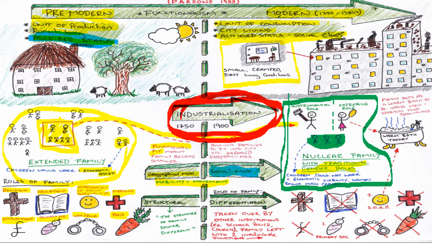Obviously, in the past, in the pre-modern family, the children, who we saw over here, were economic assets. They provided an income. However, in the urban, modern family, they became an economic liability. Children could not work, so therefore women had to take on that role. Now, in this traditional nuclear family, we've got men going off to work, providing the instrumental role. They are the breadwinners. Women are the expressive role. They provide all the caring, nurturing, and supporting of men.